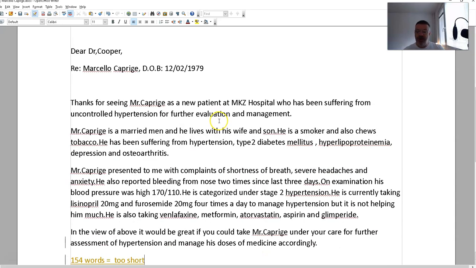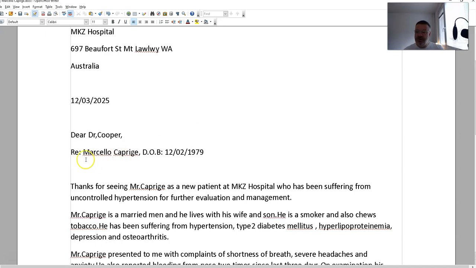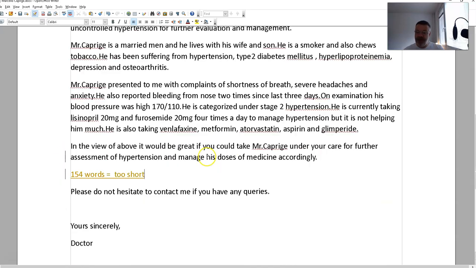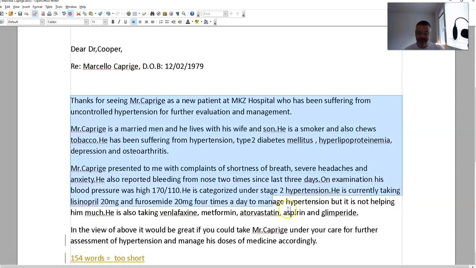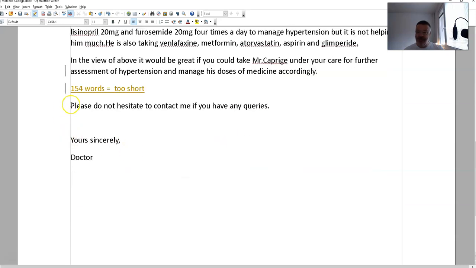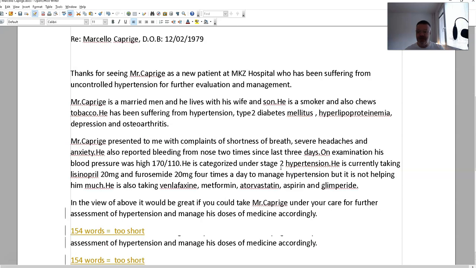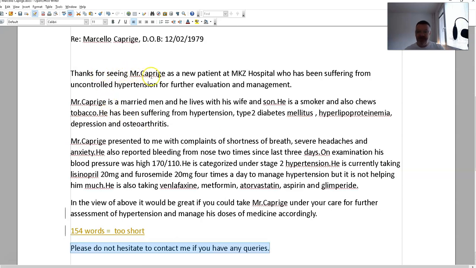Okay, so we've got the RE line. And the first thing, 154 words. Way too short, right? Because they only count the body. Because that is standard, and the closing is standard also. That's memorized, right? So they don't count that. So 154 words. Okay, so "thanks for seeing Mr Caprige as a new patient." So that purpose doesn't really work.